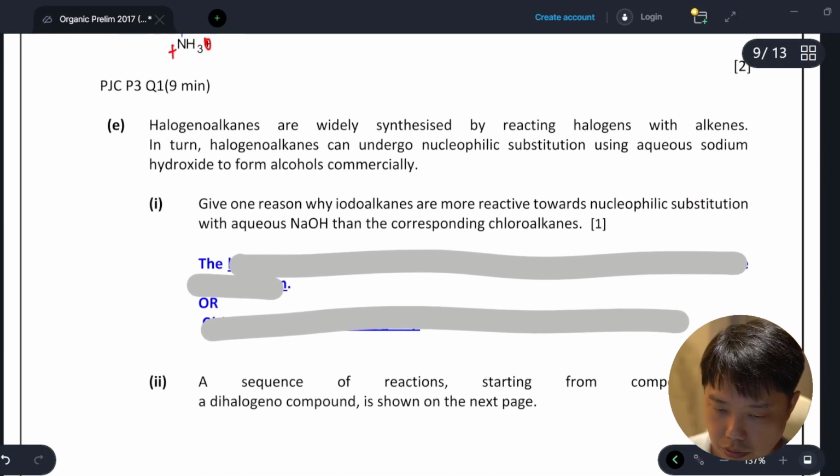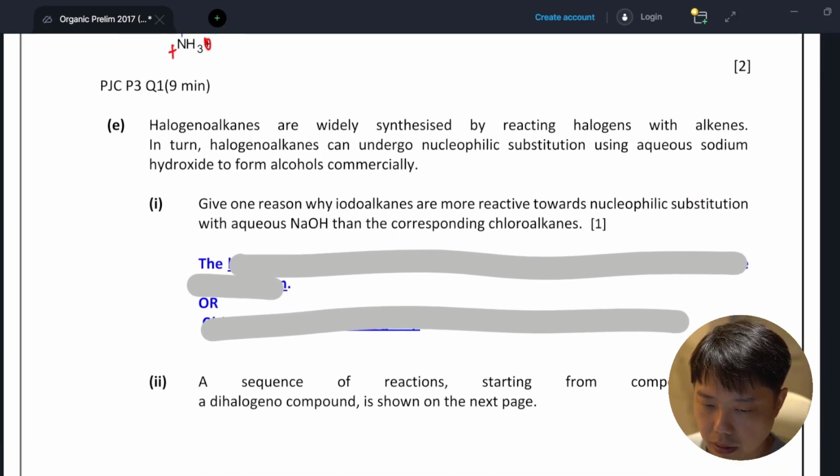Moving on to the next question, part E. So this question says that halogenoalkanes are widely synthesized by heating halogens with alkenes. And they say halogenoalkanes can undergo nucleophilic substitution using aqueous sodium hydroxide to form alcohol commercially. Give one reason why iodoalkanes are more reactive towards nucleophilic substitution with aqueous NaOH than the corresponding chloroalkane.